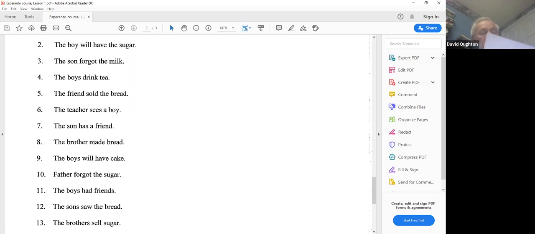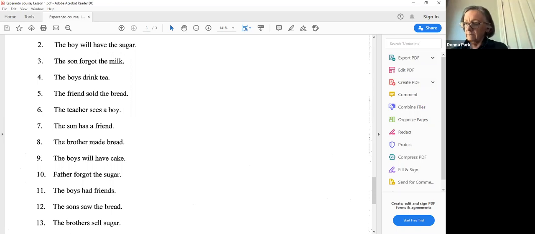And because sugar is the object, it's what the father forgot, you need an N on the end of sucaro. So sucaron. Patro forgesis la sucaron. Okay? So we're halfway through. If everybody understands the first 10, you see the pattern. Now we continue with the different variations.